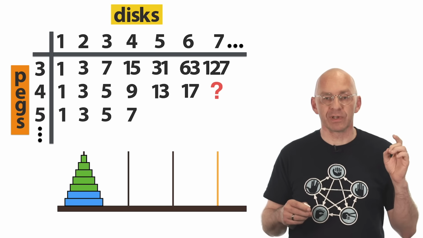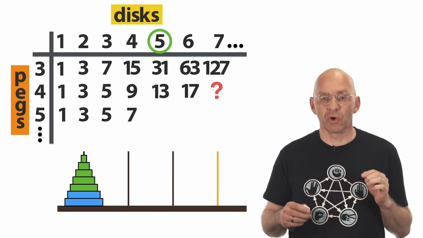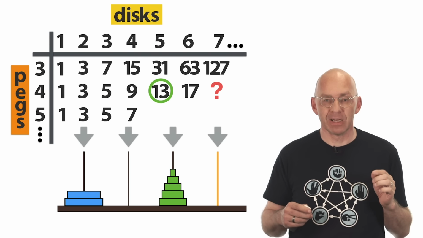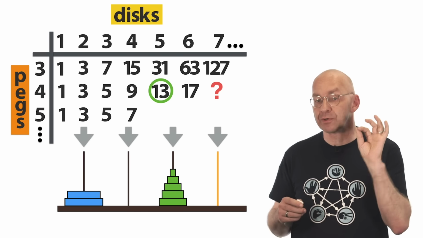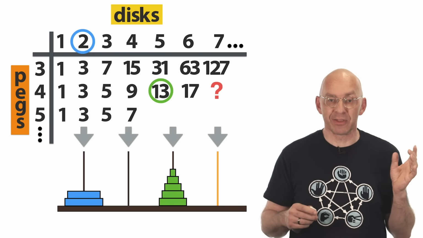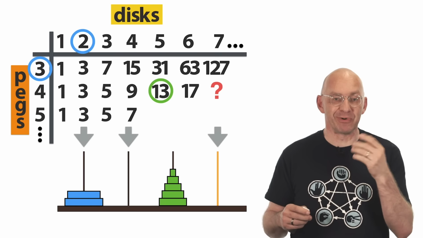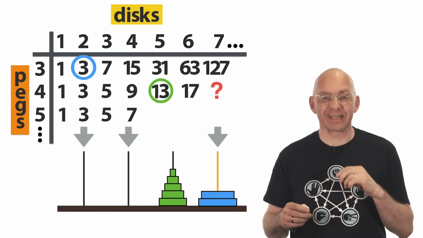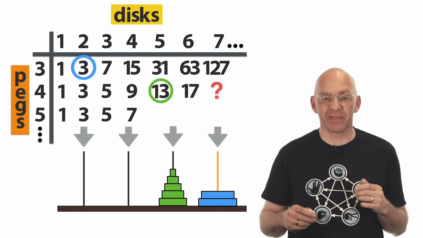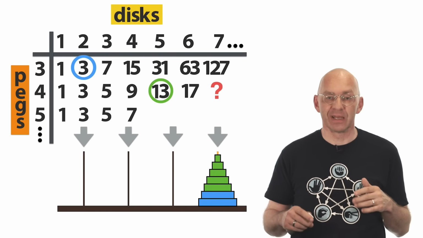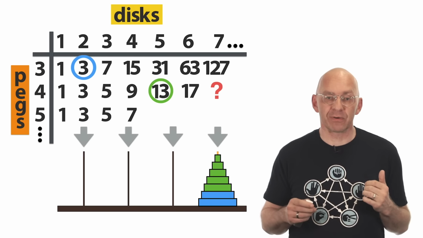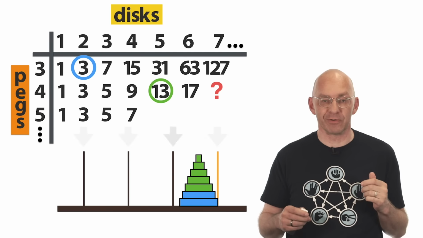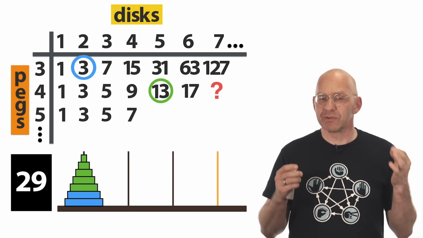Now we can move the green 5 disk stack using all 4 pegs with 13 moves. Okay. Now we can move the blue stack of 2 disks using the remaining 3 pegs with 3 moves. Finally, we can move the green stack again using all 4 pegs with another 13 moves. In this way, we've moved the stack with 13 plus 3 plus another 13 moves. That's a total of 29 moves. Not bad. Can we do better?